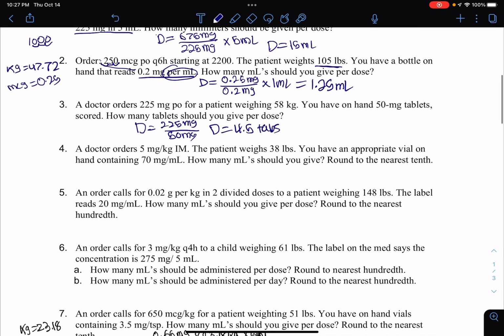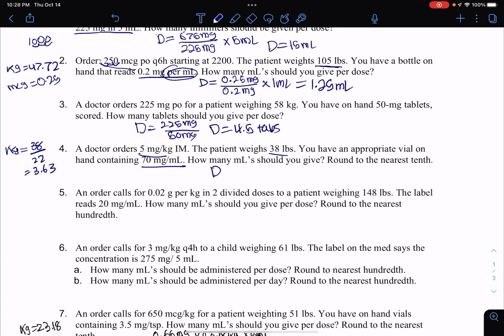Okay. Next one. A doctor orders 5 milligrams per kilogram intramuscular. Patient weighs 38 pounds. On hand, you have 70 milligrams per milliliter. So I'm going to underline what I know. I'm going to figure out my kilograms first, which is going to be 38 divided by 2.2, which is going to give you 3.63 kilograms.